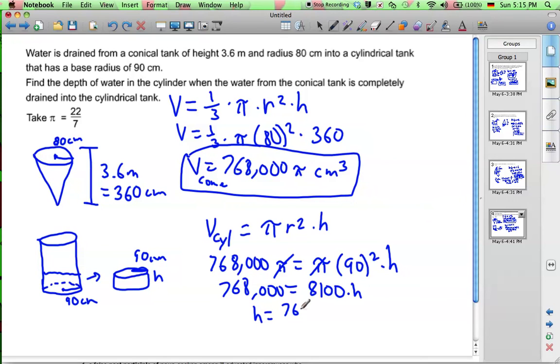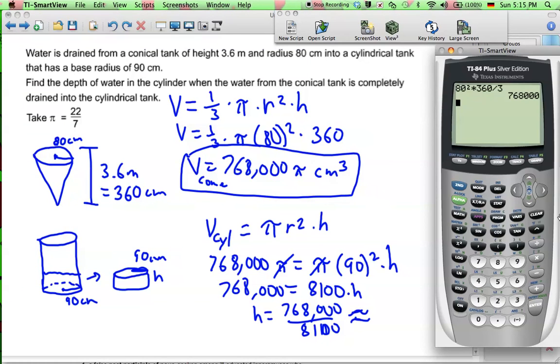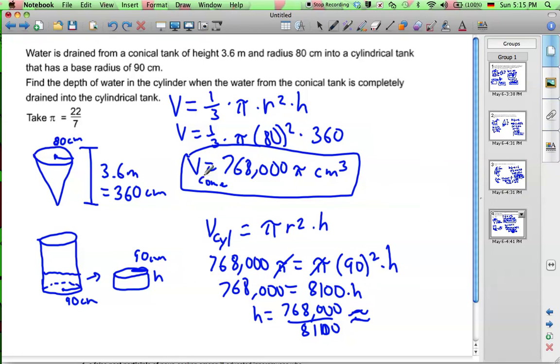We got h equals 768,000 divided by 8,100, which about equals, so we're going to divide that number by 8,100. And we get about 94.8. So the water level's height is about 94.8 centimeters. And that's your final answer.